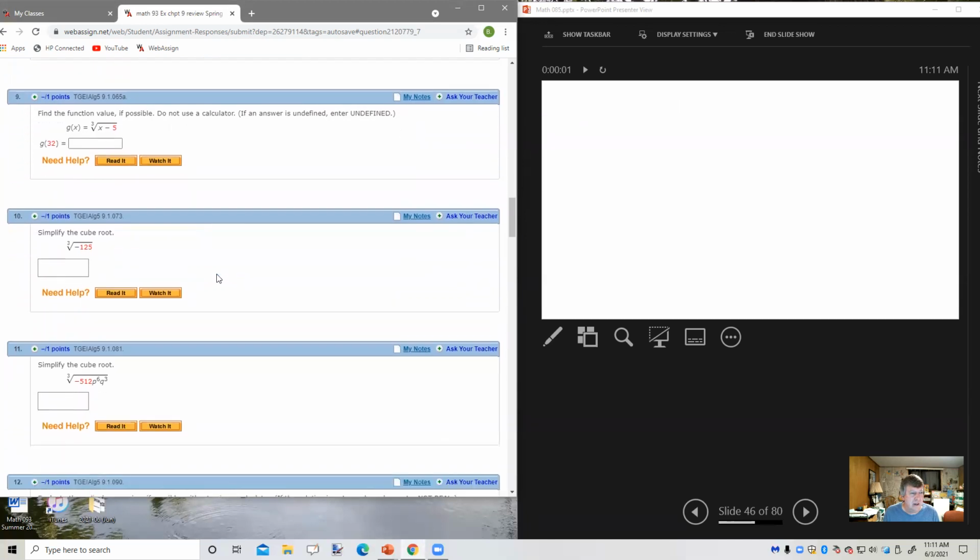Number 9, g of x equals the cube root of the quantity x minus 5. Find the function value if possible. Do not use a calculator. If the answer is undefined, enter undefined. So g of 32 would be the cube root of 32 minus 5, which is the cube root of 27, which is 3.